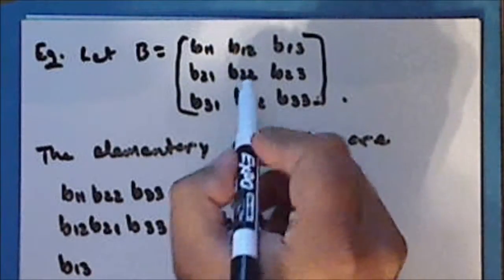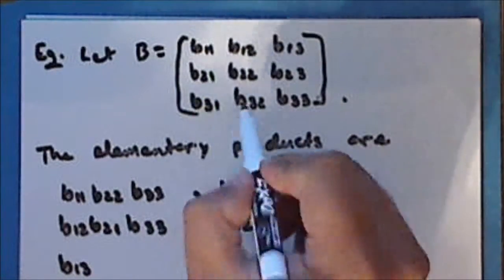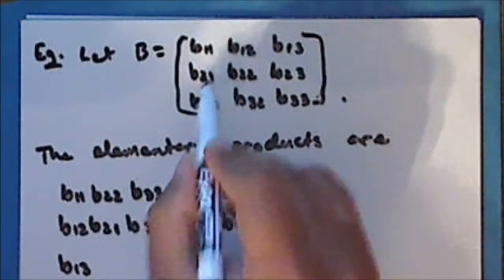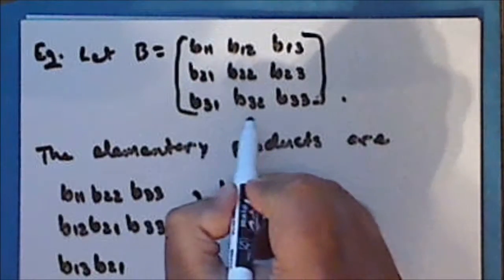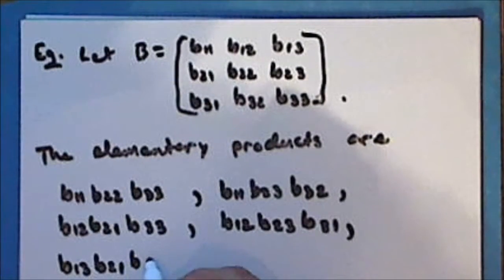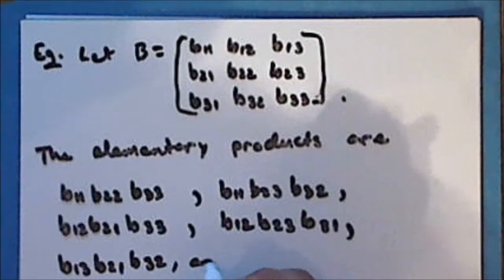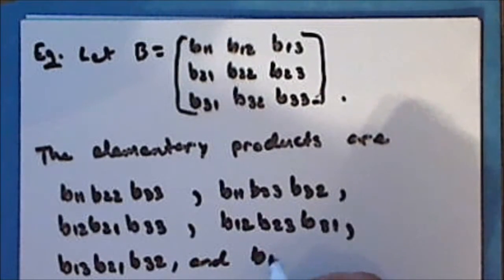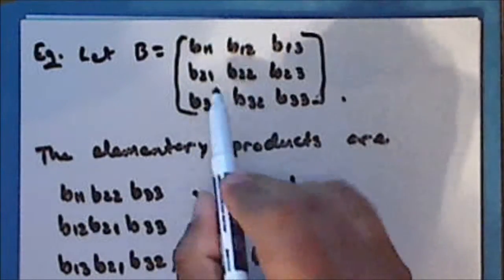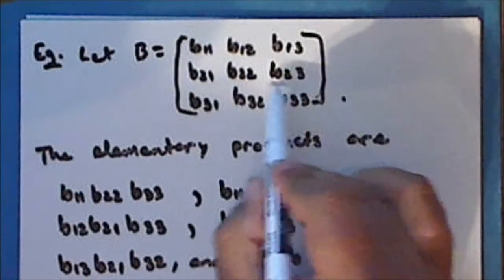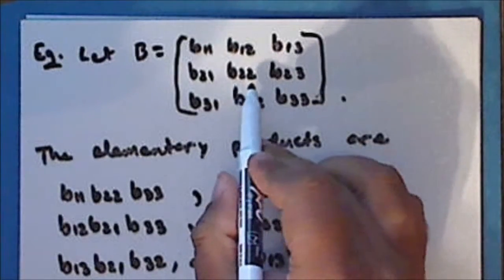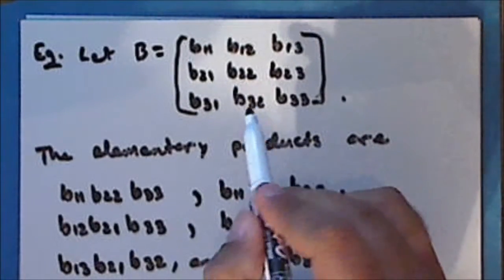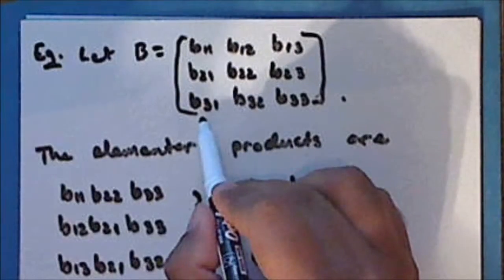And if we choose B sub 1, 3 as the first factor, then we have 2 choices for the second factor. If we choose B sub 2, 1 as the second factor, then we only have 1 choice for the third, and that is B sub 3, 2. And if instead of B sub 2, 1 we choose B sub 2, 2 as the second factor, then we only have one choice for the third factor, and that is B sub 3, 1.